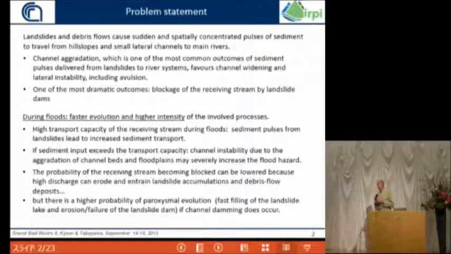Regarding the possibility of blockage or damming of the receiving stream, the high discharge during a flood can reduce the likelihood of channel blockage, especially when the sediment inputs come from moderate debris flows or small to medium landslides. But if damming does occur, in that case the situation becomes particularly challenging because there is a very high probability of a paroxysmal evolution. The landslide lake is filled very fast, and subsequent erosion and failure of the landslide dam can take place in a matter of a few minutes or hours.